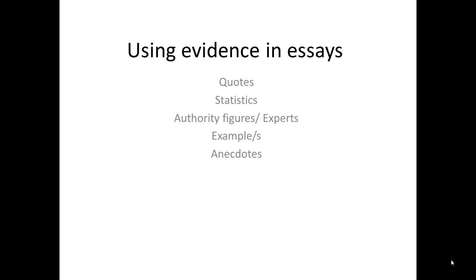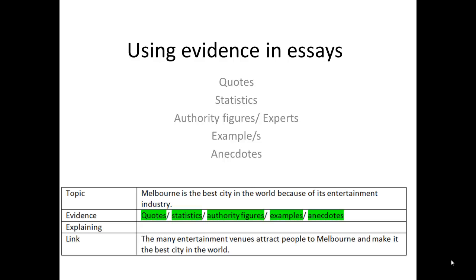Now we're interested in using evidence in a body paragraph, and here we have an example structure of a body paragraph. You can see the first sentence is our topic sentence. It introduces us to what this paragraph will focus on. We have different types of evidence that you might choose to use. We then want to make sure we explain our evidence and why it's significant, and finally a link. So let's start by looking at quotes.